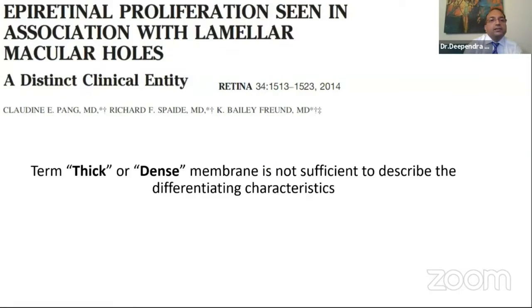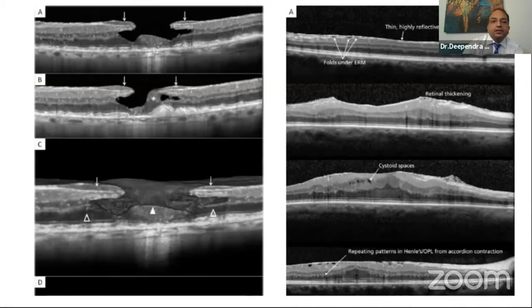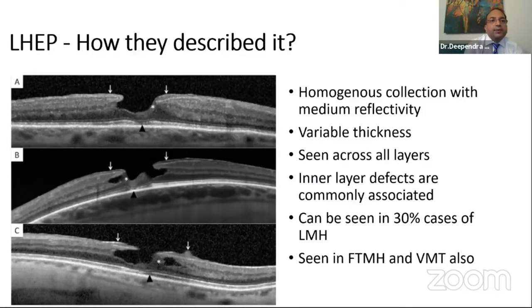But then I think Pang and Spaide explored this further, and they reported that calling them thick or dense membrane is not good enough. We need to give them a different name. And that's how they described this lamellar hole associated epiretinal proliferation. So they said that it's a variety of epiretinal membrane, but here what you see is a homogeneous collection of medium reflectivity.